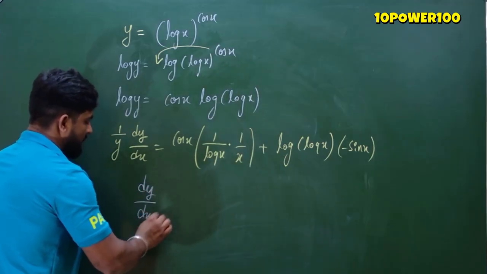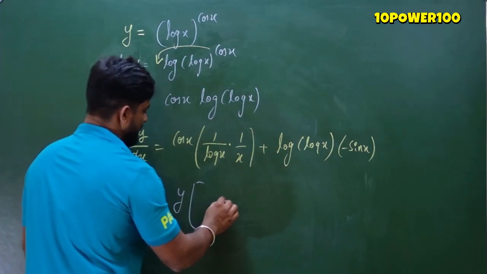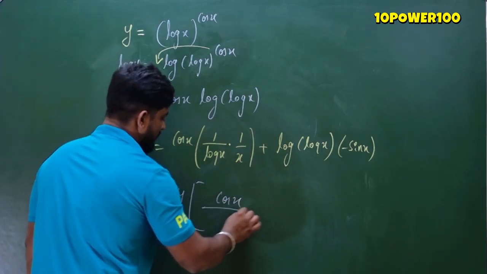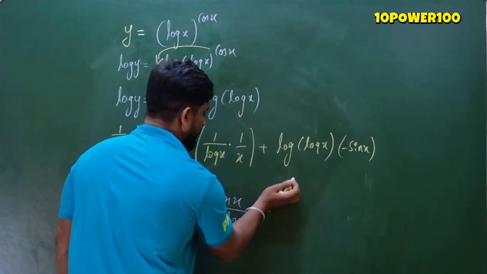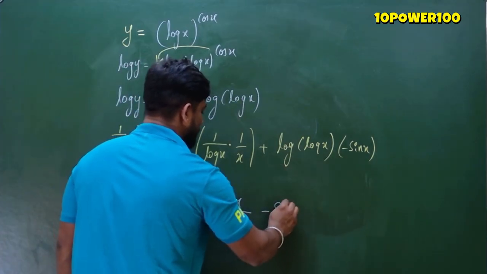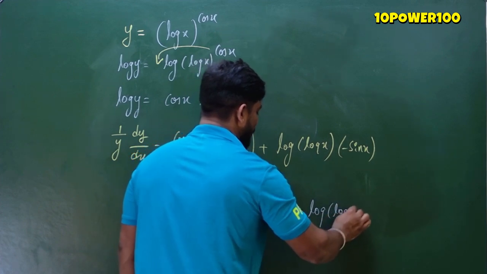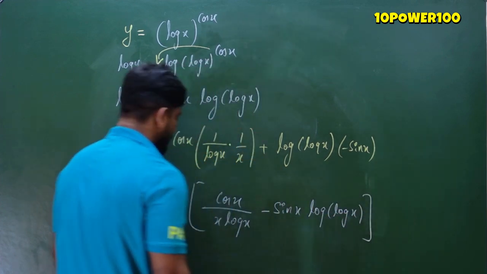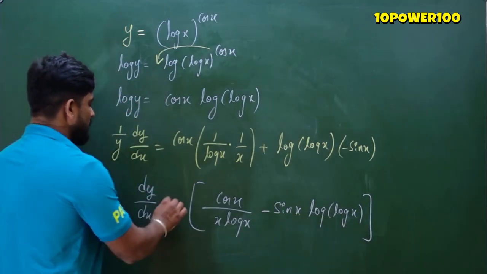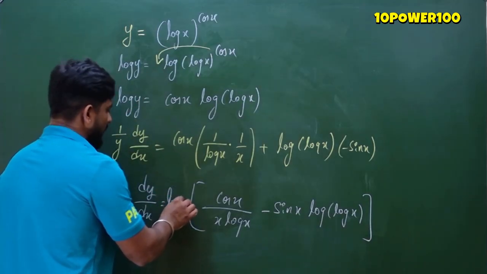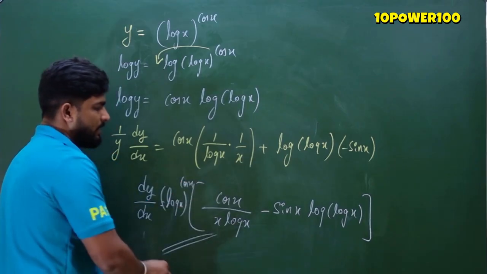So dy by dx is equal to, as usual, y comes here. So y of it is cos x divided by x log x, plus, okay, plus, no, it's minus, isn't it? So this becomes minus sin x into log of log x. Okay, as usual, you know that y we can replace by the function. So that is log x whole to the power cos x. So this is the final answer, makkale.